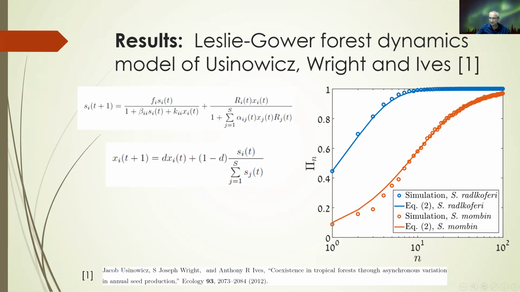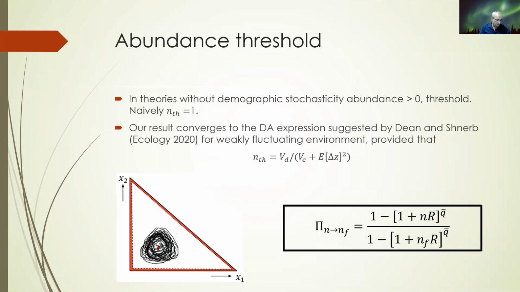Now Usinowicz and co-workers provide data for this Ri from empirical measurements. So for these two tropical tree species that I will not take the risk to pronounce their names, what we did is we took their parameters, their model with the empirically calibrated fluctuating quantity. And again, we simulated it. These are the circles, and we compare it with the prediction of the formula, which are the full lines. As you can see, the agreement is quite good.